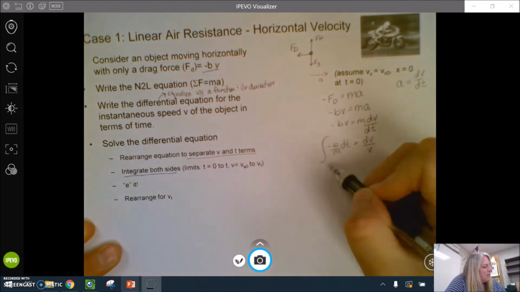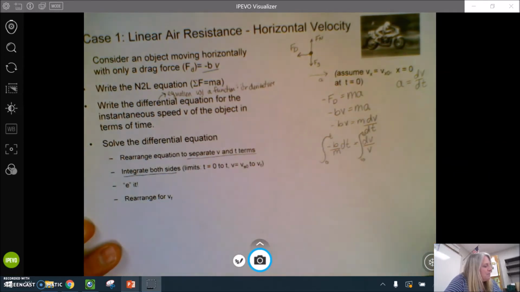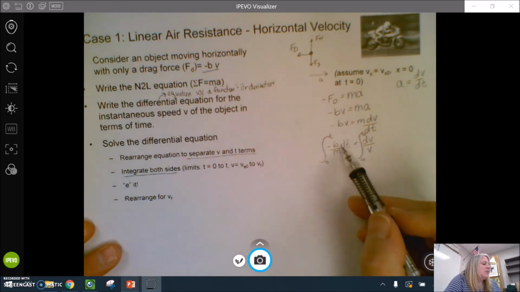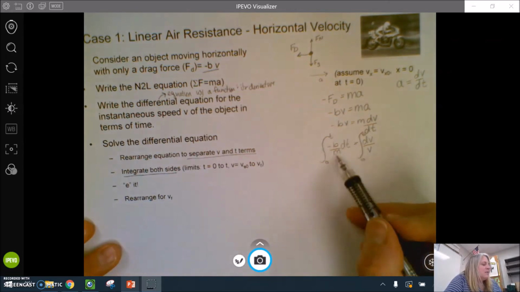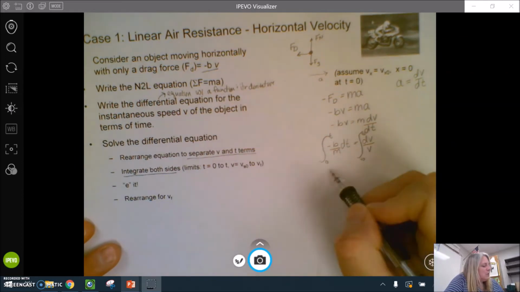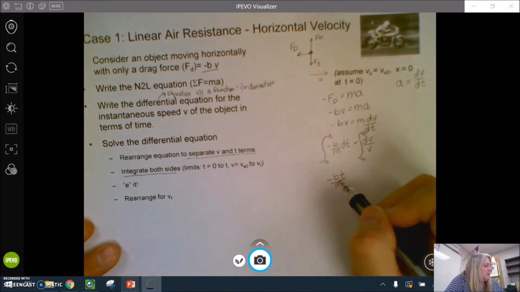So we're going to put our little integral signs here from 0 to t, and our integral signs here from V0 to V final. Now, the integral of a constant, that would be like t to the 0 power, right? So we add 1, we divide by 1, and so we would have negative b over m t, and it's from 0 to t. So 0 would just be 0, and so with the t, it's just that.